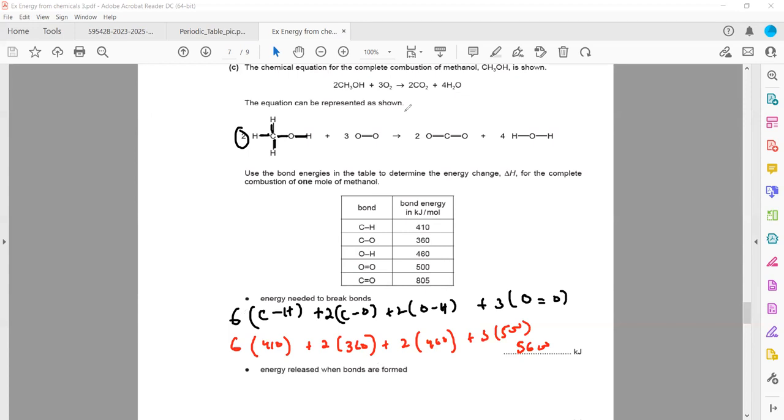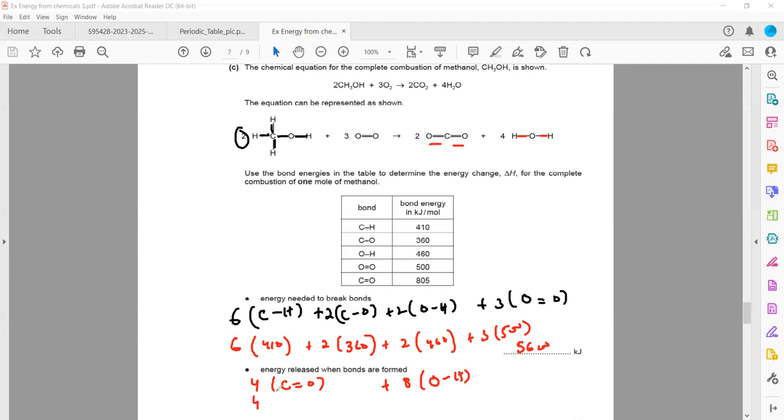The second part: energy released when the bonds are formed. So you have to identify how many bonds are formed. OC or CO is the same thing. In 1 molecule there are 2 CO bonds, but in 2 molecules there will be 4 CO bonds. Same thing, in 1 molecule there are 2 OH bonds, so in 4 molecules there will be 8. So this will be multiplied by 8.